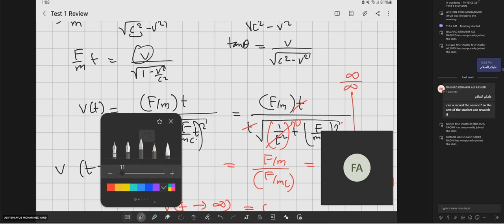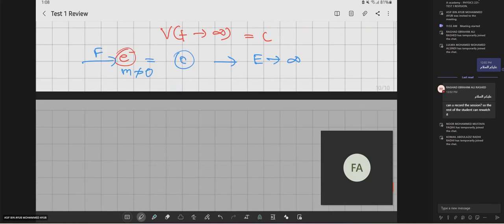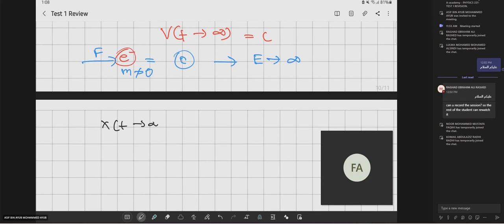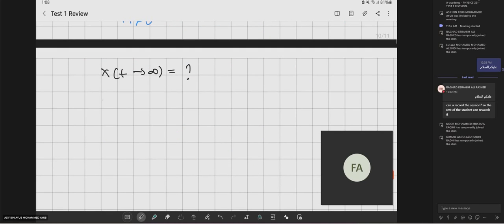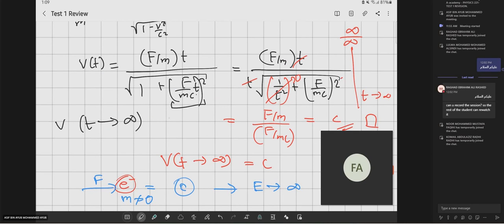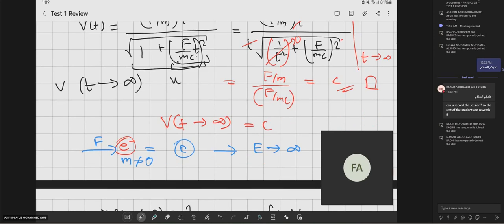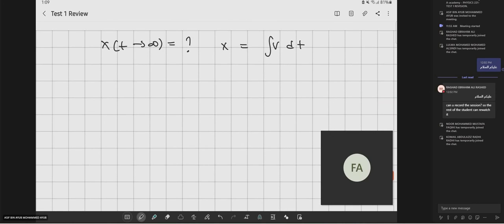Okay, so there's a second part to this question, which is asking us what the distance x as t tends to infinity is. Again, we can do this using an integral. I'm not going to do this because x is simply v dt, and it's a simple substitution here. I can just take 1 plus this whole thing as u, and du will be 2 times this. So I can already do an easy substitution in here. I'm not going to do this. Okay, so let's move on.